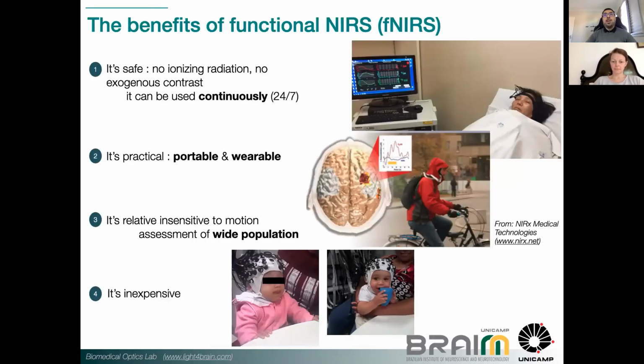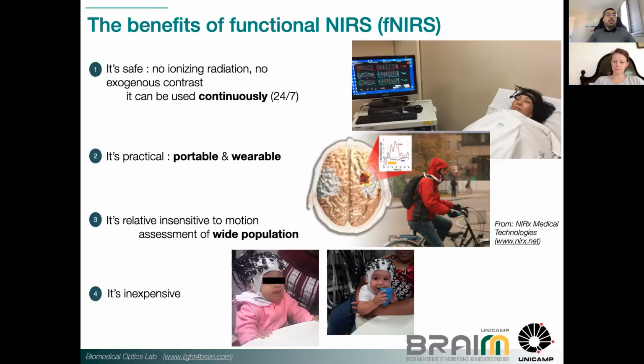And that's very good because fNIRS has a lot of features that make the technique attractive for us, right? So the first thing is it's a safe technique, right? We don't use ionizing radiation. We don't need exogenous contrast. So we can use this continuously, 24/7, which is really good if you want to monitor patients, for example, in clinical settings at the bedside.